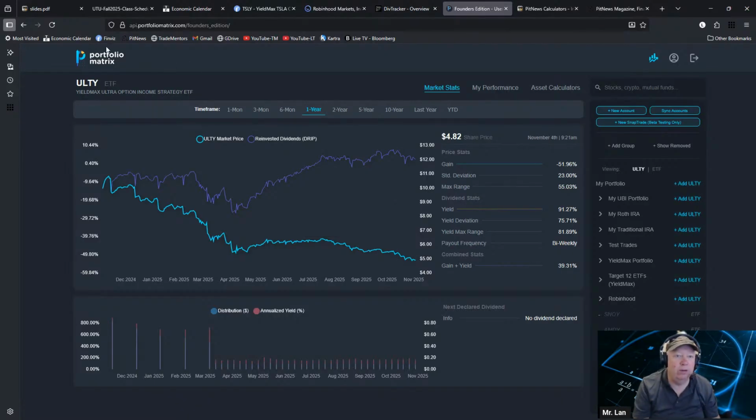So this is in Portfolio Matrix, and this is what I told you about, in that we're going to be doing more of our work in Portfolio Matrix. And all those little charts and graphs and everything I've showed you are all from this program. All right. So this is where you get all these little charts.